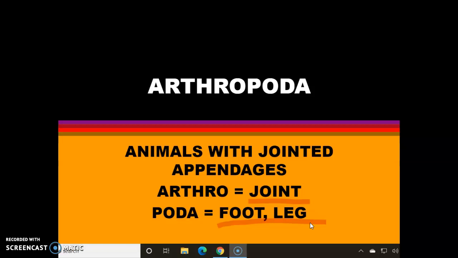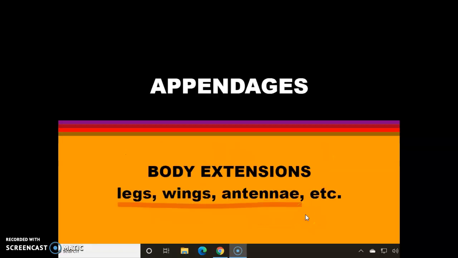So number one, arthro means joint and poda means foot. So we have jointed appendages, jointed legs on these animals. Examples of these appendages are legs, wings, and antenna.